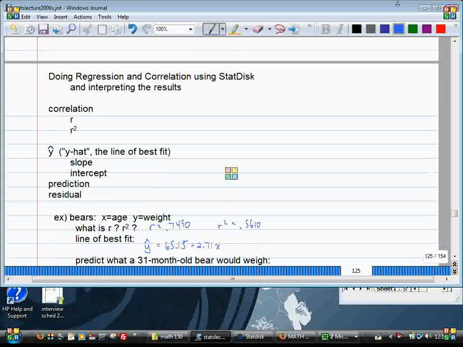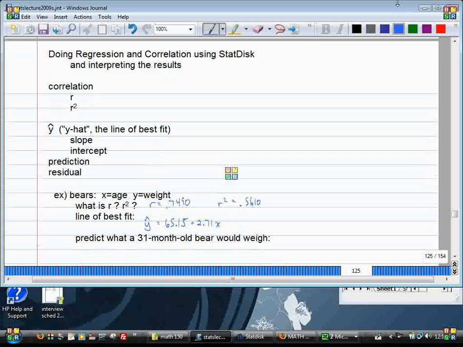Now, what does this formula help us do? Well, it helps us do predictions. How do we predict what a 31-month-old bear would weigh? If I'm saying the bear is 31 months old, in math, what am I telling you? I'm telling you the age, which in math is X. So I'm telling you what X is. And then we're going to use the formula for the straight line to predict the Y value, and the Y value represents what? Weight.